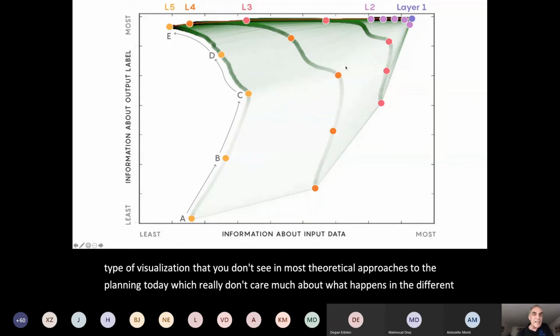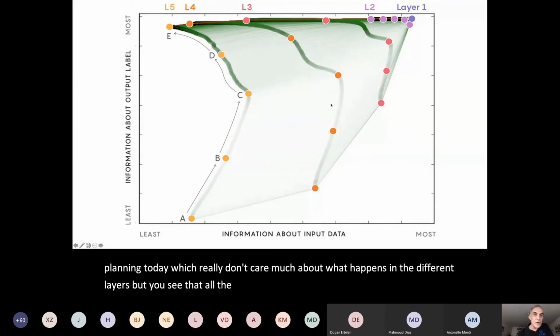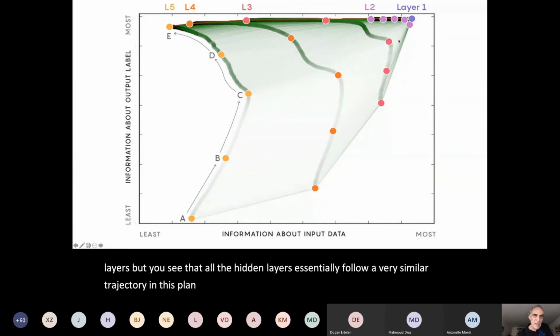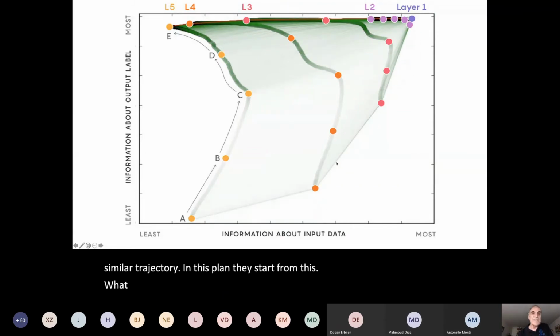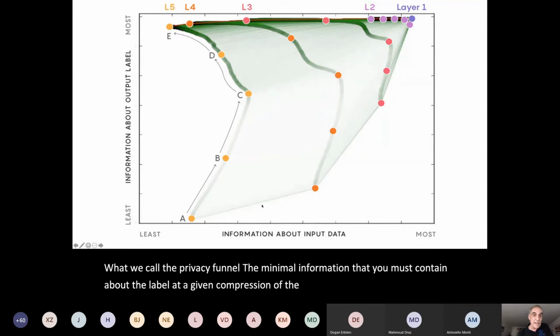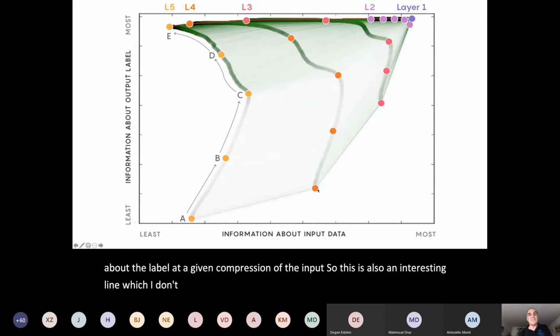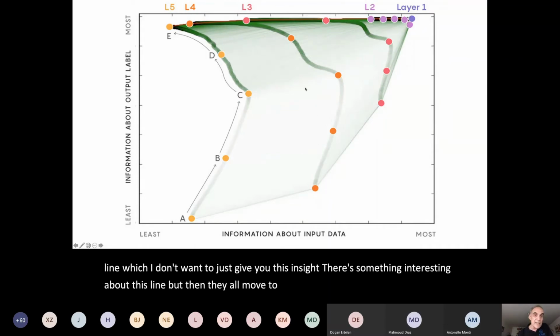But you see that all the hidden layers essentially follow a very similar trajectory in this plane. They start from what we call the privacy funnel, the minimal information that you must contain about the label at a given compression of the input. This is also an interesting line, which I don't want to just give you this insight that there's something interesting about this line. But then they all move to this more or less straight line here.